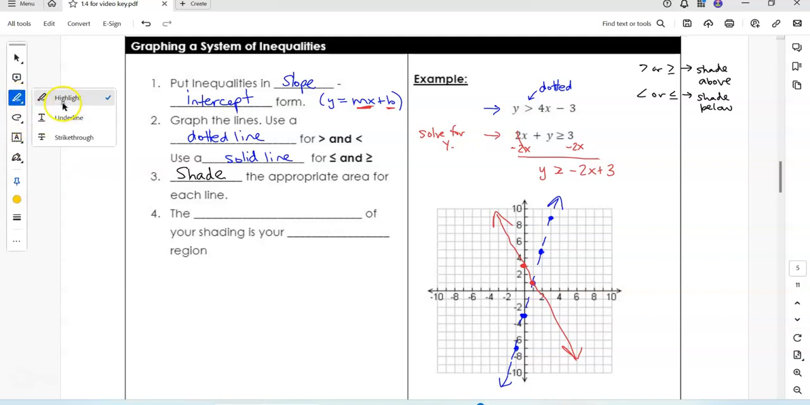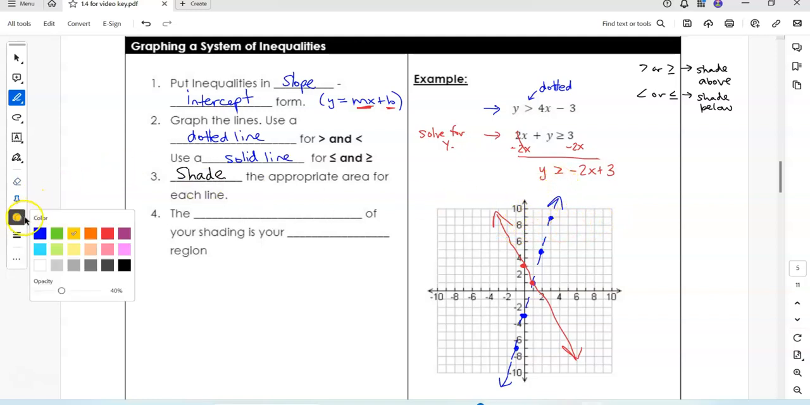So I'm going to take the highlighter feature, if I can figure it out. There we go. Whoops, sorry, I'm shading that in the wrong spot. I want to shade above that blue line. So that's going to be, now it's not going to let me do it. Let's try it again.